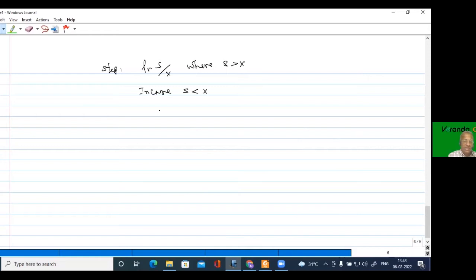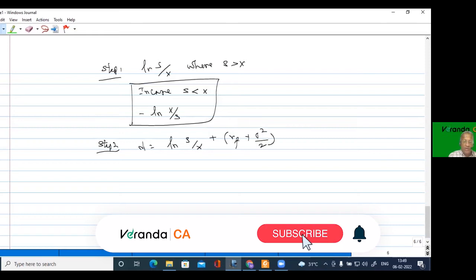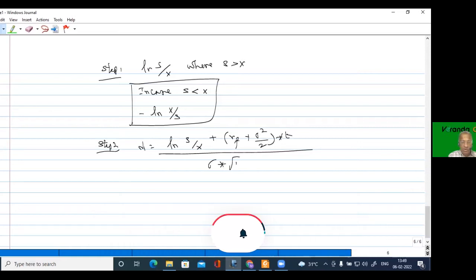In case S is less than X, then it is minus natural log of X by S. So a little amount of tampering I have just done. I hope that you will be listening to the lectures in the regular class when an option was taken. So step number two is d1 is equal to natural log of S by X plus Rf plus standard deviation squared divided by 2 into T, the whole divided by standard deviation into square root of T.